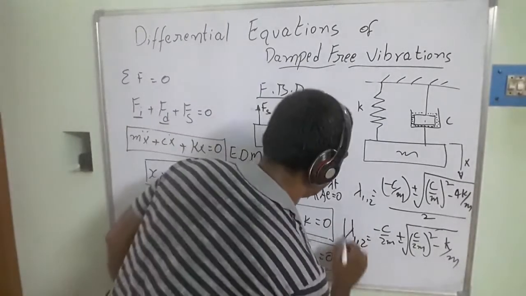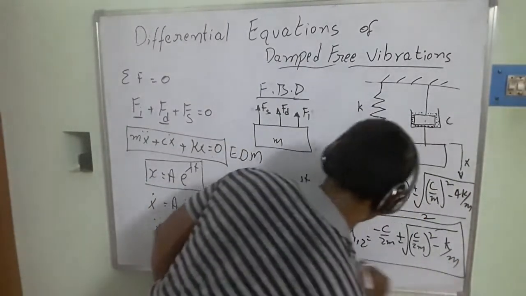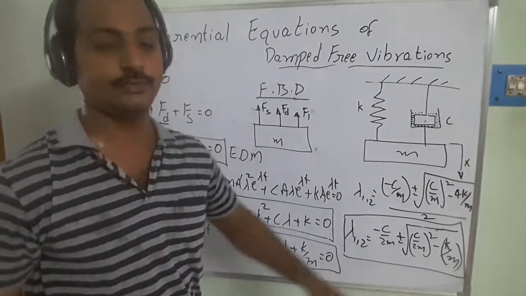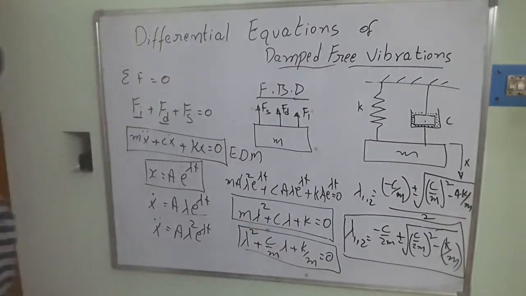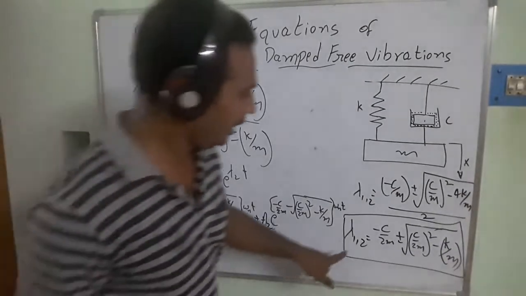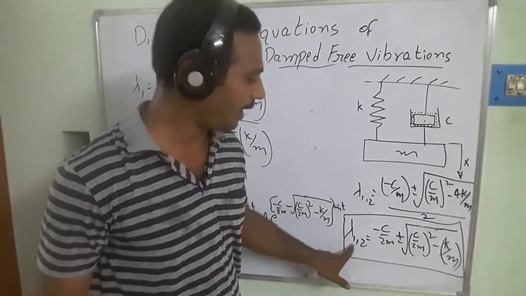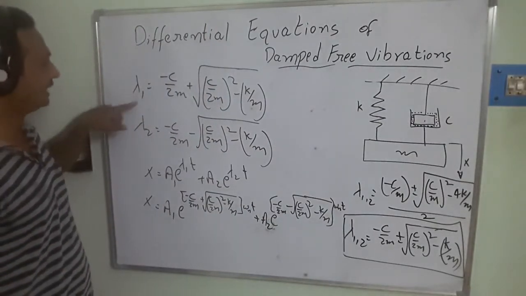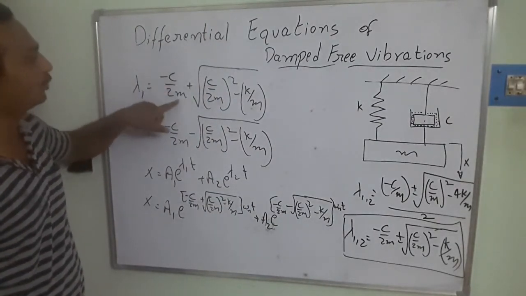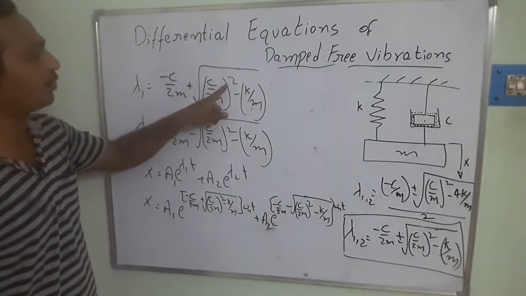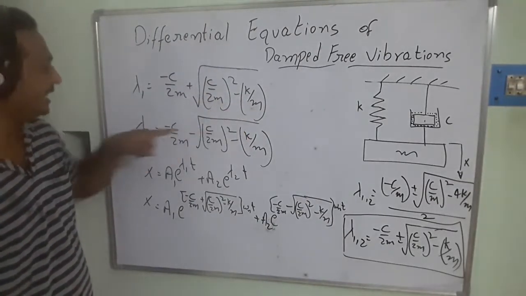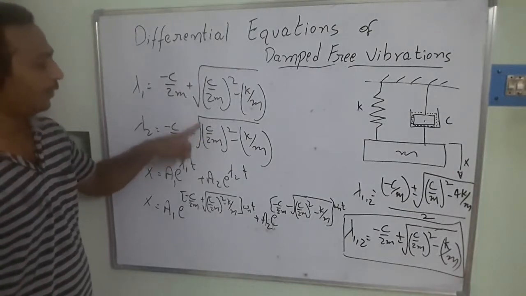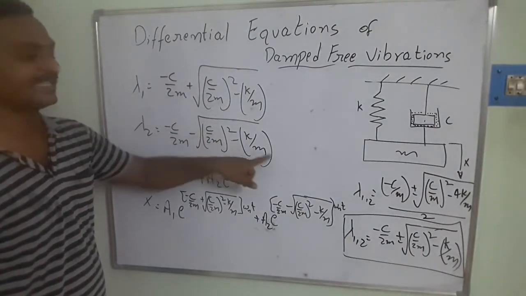So this is the equation we got, and I am going to say this is lambda 1 and 2. From here we calculated lambda 1 and 2. I just simplified that: lambda 1 is equal to minus c by 2m plus square root of c by 2m whole square minus k by m. In this case, lambda 2 is equal to minus c by 2m minus the square root of c by 2m whole square minus k by m.